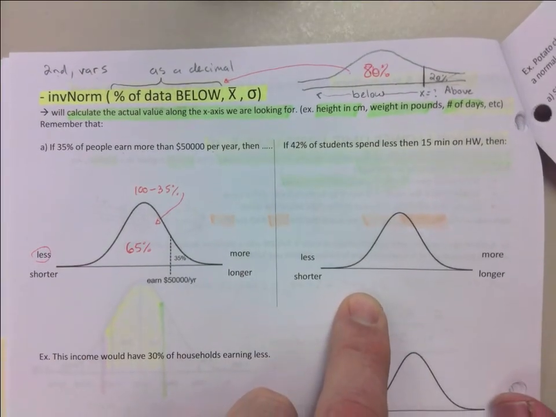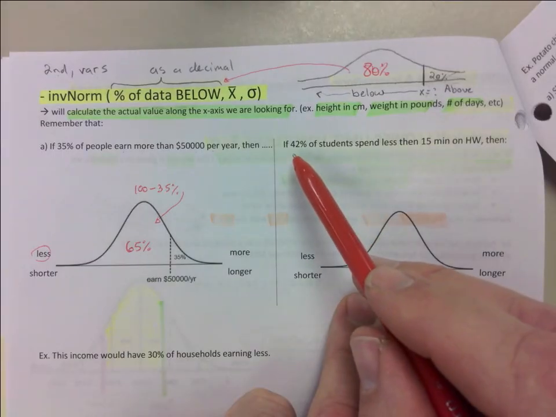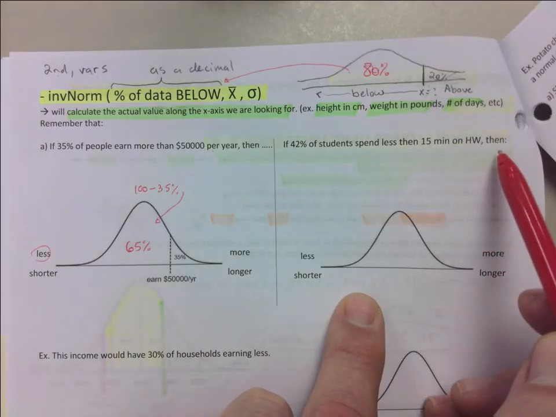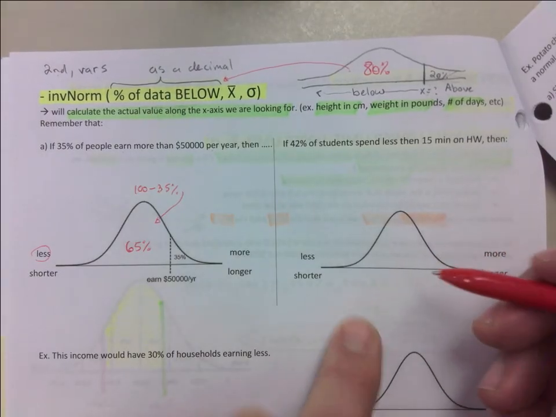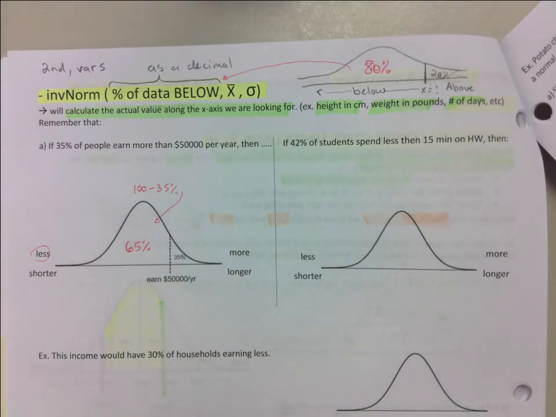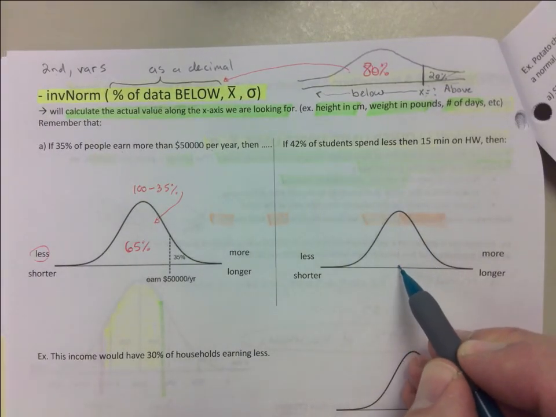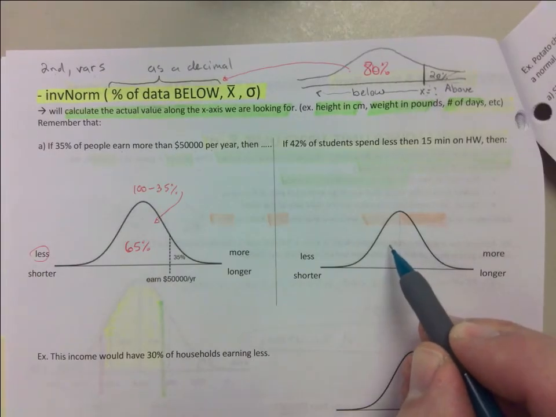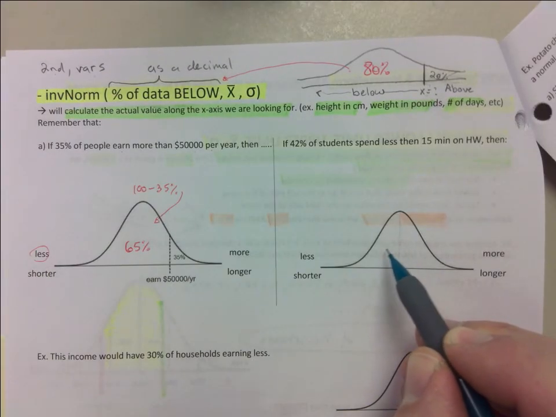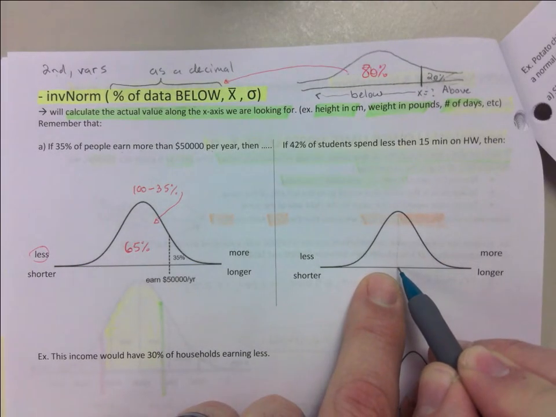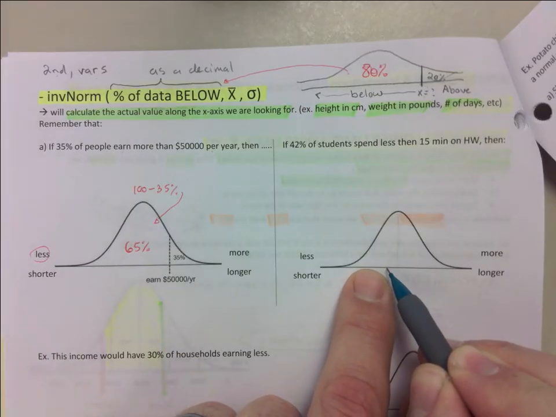Over here, I've no markings, but if the question says 42% of students spend less than 15 minutes on homework, then where would we put the line? Use a pencil. 42% spend less than 15 minutes. If the question said 50, we would say, oh, it's right here, because 50% spend less time, 50% spend more time. Where would you shift this line to? Towards the left or towards the right?